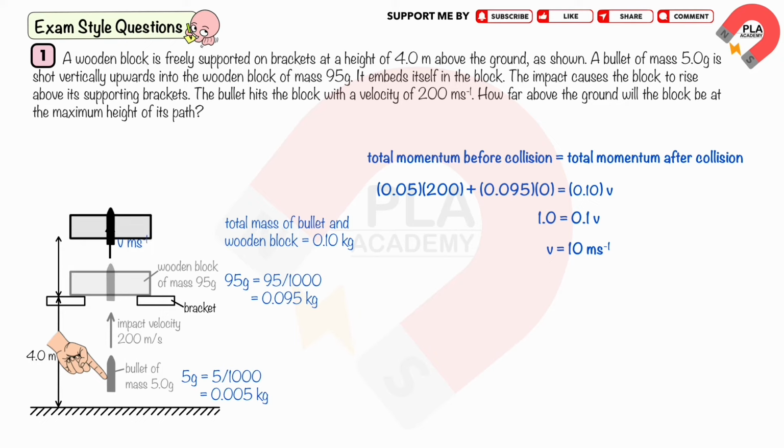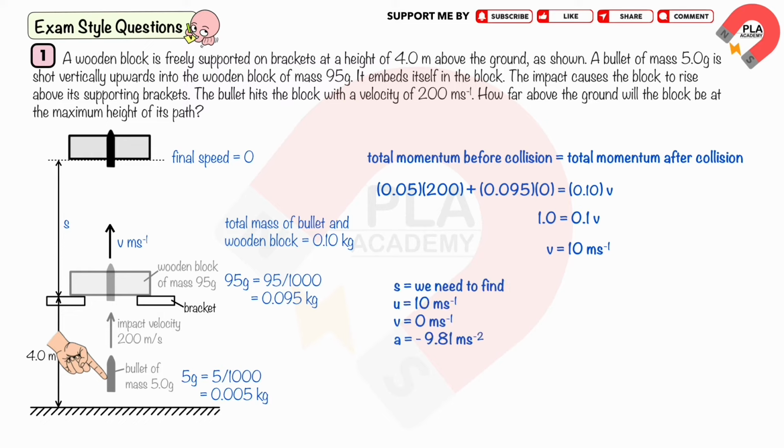When both bullet and block rise above the supporting bracket, they reach the maximum height where their speed is 0, as shown. During this moment, the displacement s needs to be found. The initial velocity u equals 10, the final velocity v equals 0, the acceleration equals negative 9.81 due to downward direction, and time t is unknown.